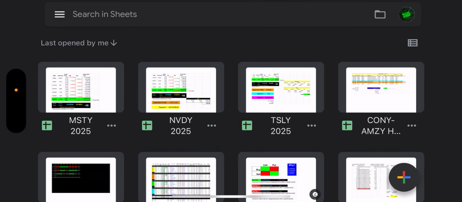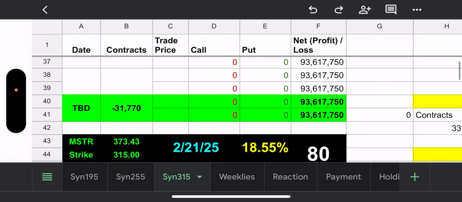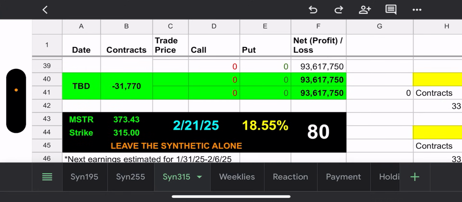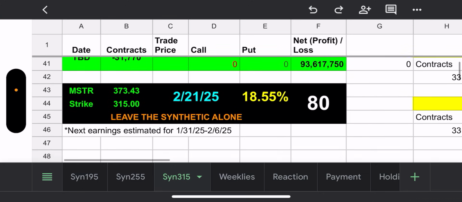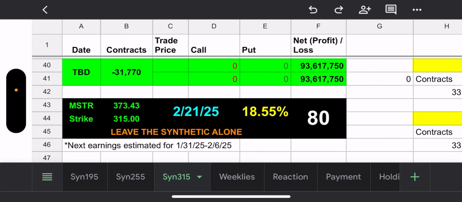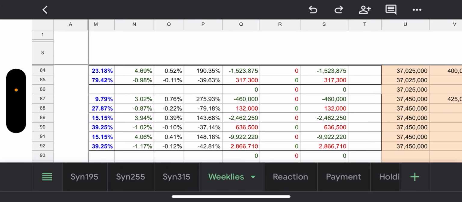Okay, so I have a spreadsheet for MSTY. They have a synthetic 315, 31,770 contracts in total, is what they're trading. This synthetic, they are ahead of their synthetic strike price by 18.55%. This is good, for when they have to close it. Obviously, it'll turn into a profit.